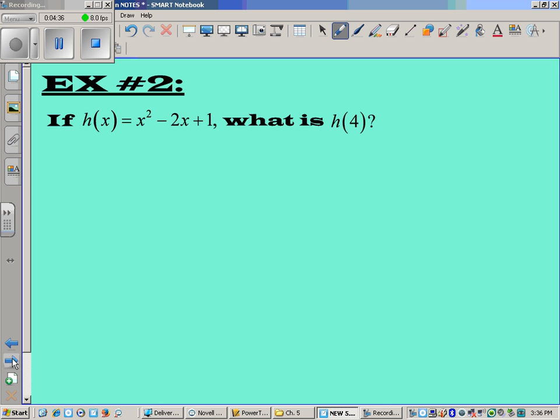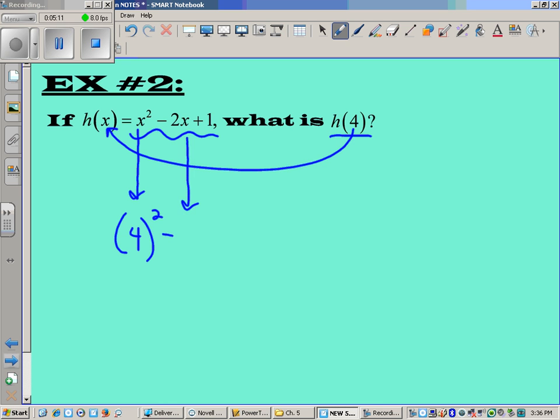Example number 2 says if h of x is x squared minus 2x plus 1, what is h of 4? This does not mean take h and multiply everything by 4. What it means is take out the x and plug in a 4 instead. It does not mean multiply everything by 4. It means anywhere in my h equation, wherever I see an x, I'm going to plug in a 4 instead.